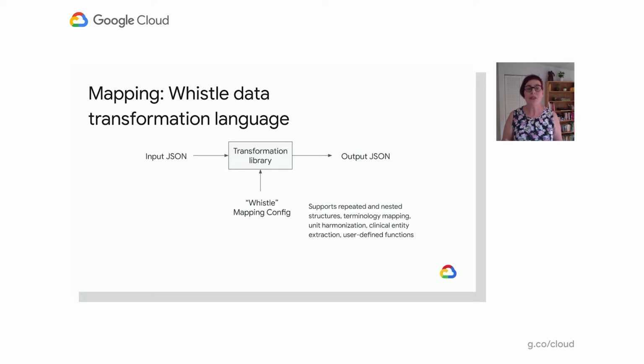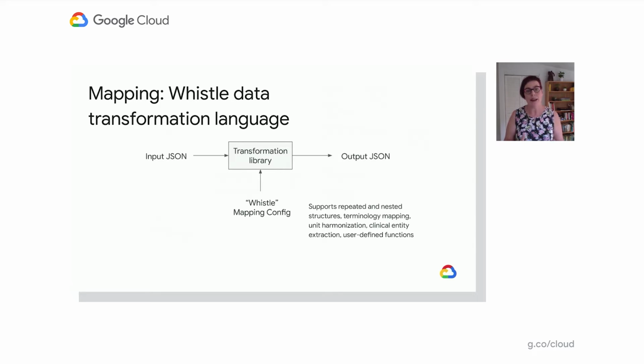So we recently launched our mapping configuration language, which we call WHISTLE. And we've launched this to open source so that the entire community can benefit from this. What the WHISTLE mapping configuration language does is it enables you to convert from an input in JSON format into an output in JSON format using a mapping configuration that you've written using WHISTLE.